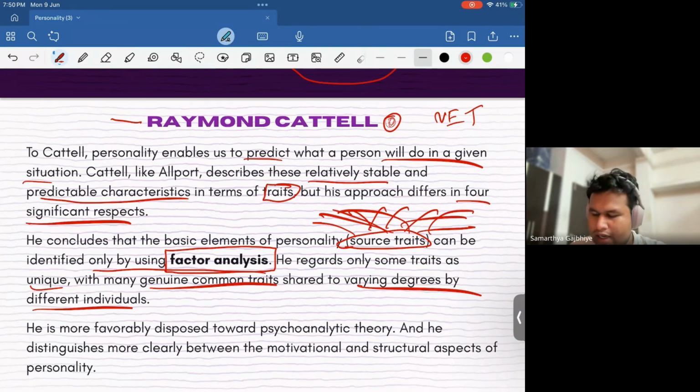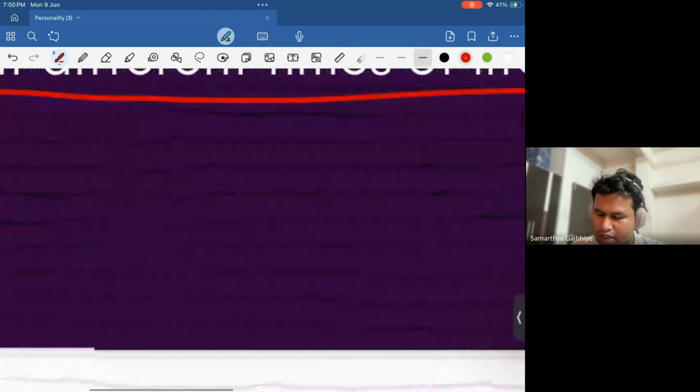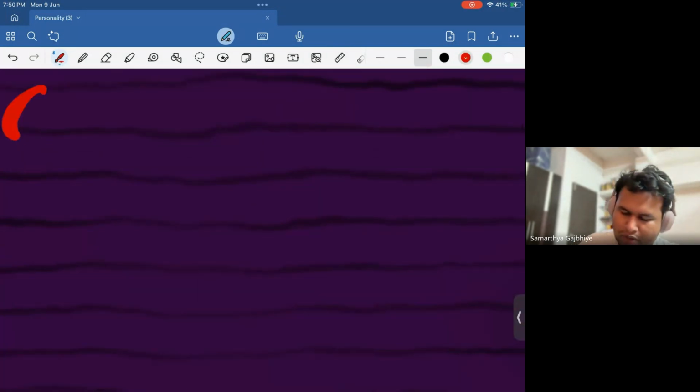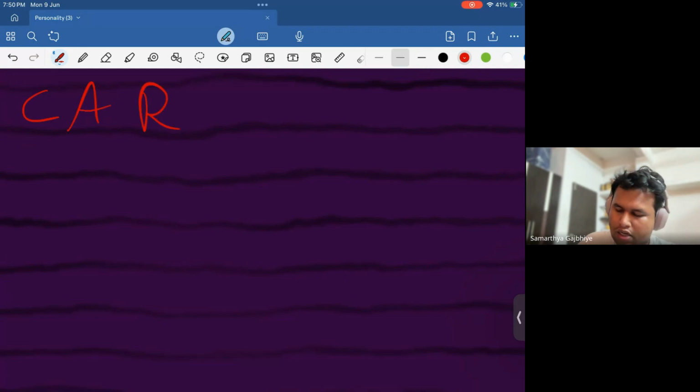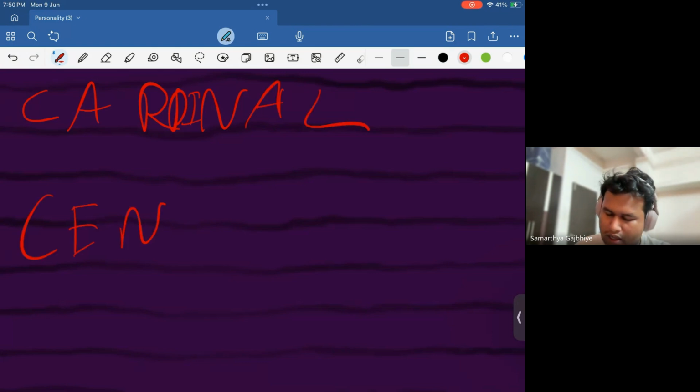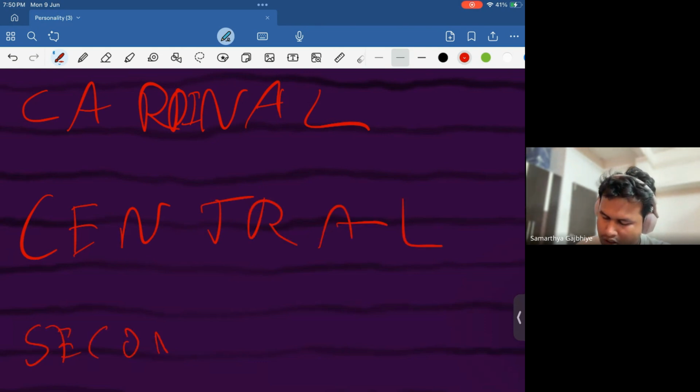अरे एग्जैक्टली, ऑलपोर्ट नहीं दिए थे. राइट. कार्डिनल, कार्डिनल, सेंट्रल एंड सेकेंडरी. ओके.